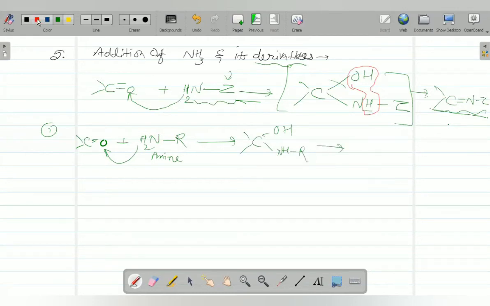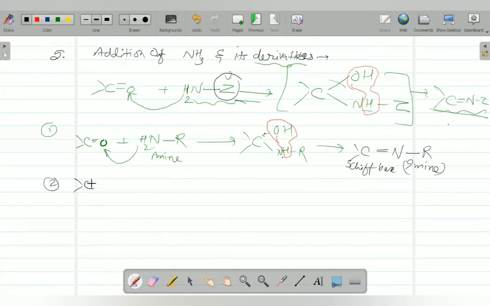And in the second stage, what do we have to do? We have to remove water, OH and H. So what will happen? A double bond will be there, between carbon and nitrogen, and R. This is called a Schiff base, imine. So if you keep changing this R, this Z, you will get various products.